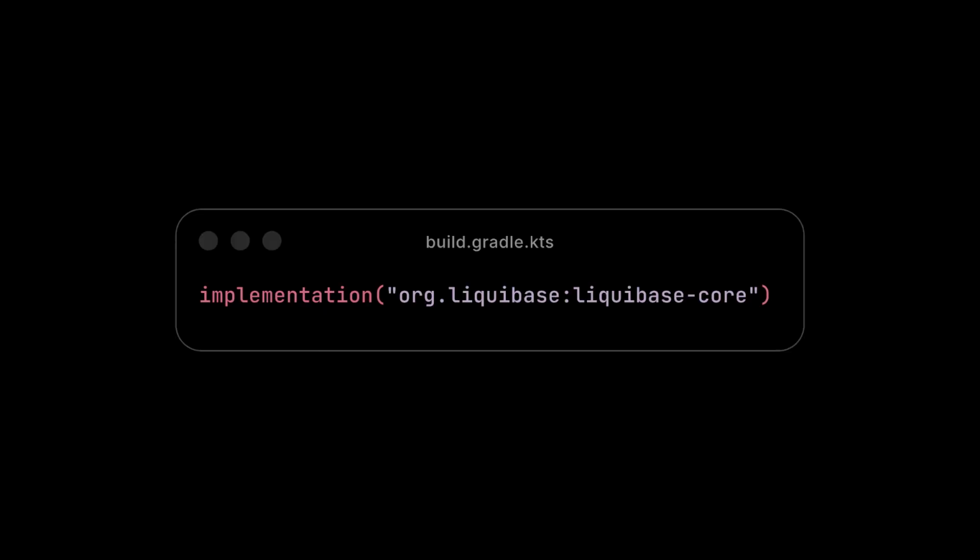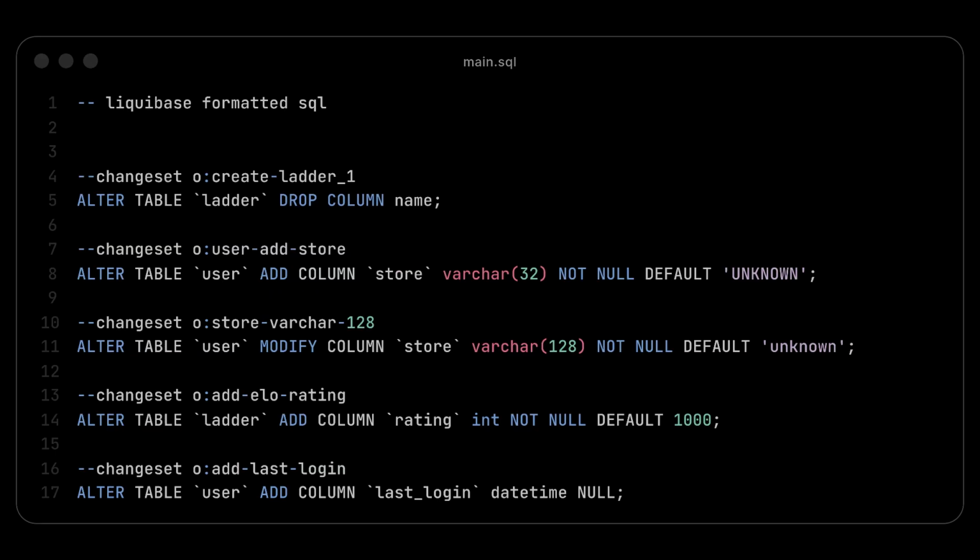Liquibase is used to keep a consistent database schema across all servers, dev and prod in my case, and to avoid manual changes to database tables. If I need to change the schema or do some data migration, I just write a Liquibase migration script, and on the next server restart it applies those changes automatically.